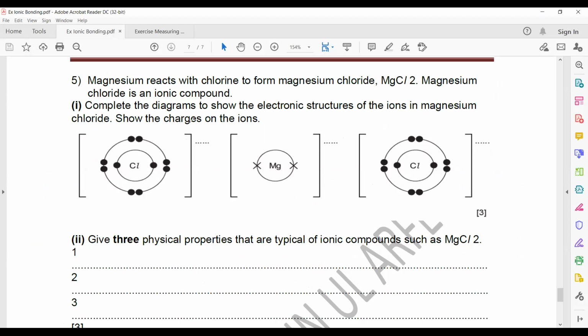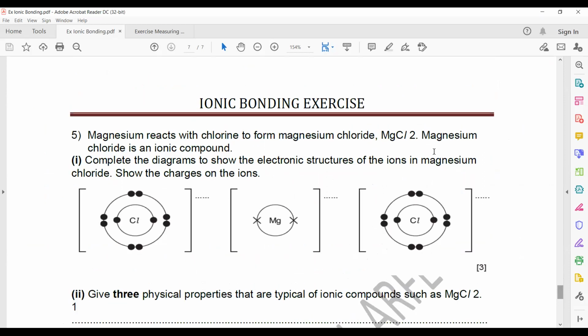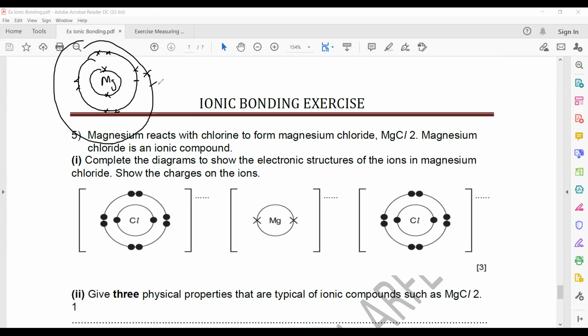So the structure of magnesium will be 2 in the first shell, 8 electrons in the second shell, and 2 electrons in the third shell. And there are 2 chlorine atoms, and the electronic configuration for chlorine is 2, 8 and 7.